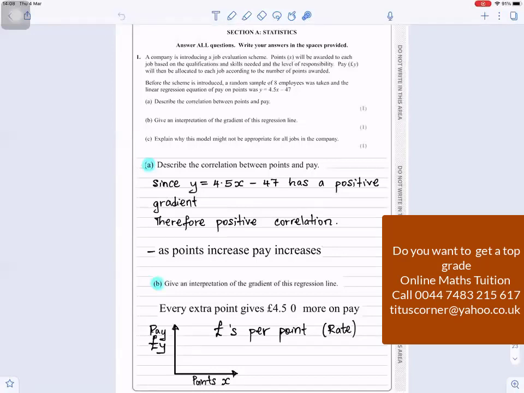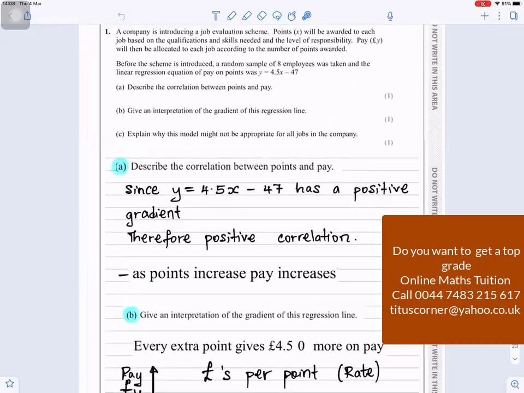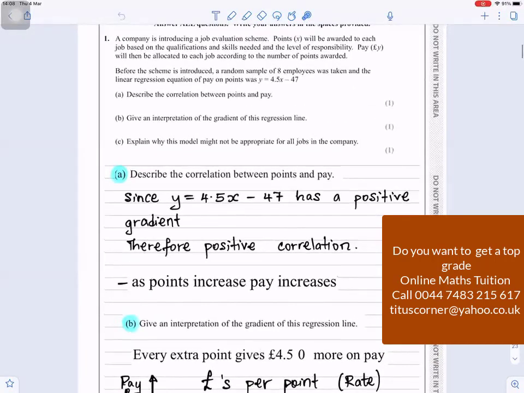Question number 1. A company is introducing a job evaluation scheme. Points x will be awarded to each job, based on the qualification and skills needed and the level of responsibility. Part a, describe the correlation between points and pay.